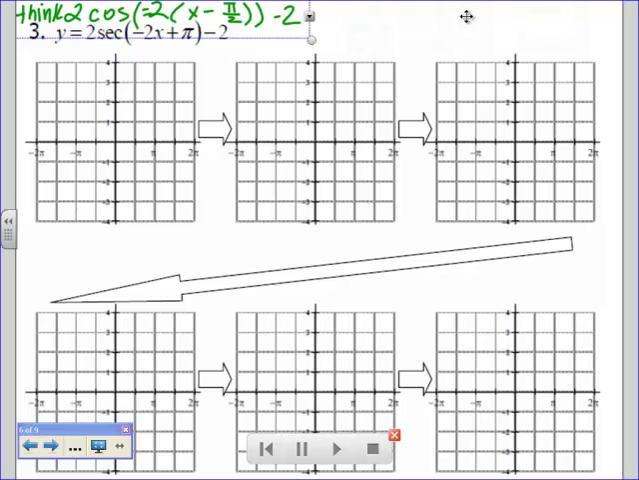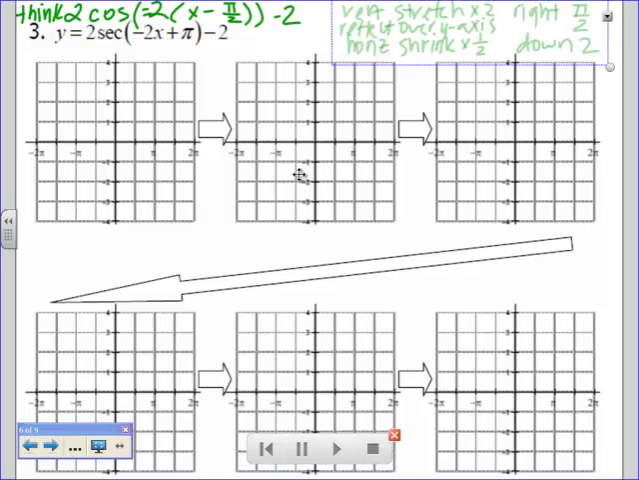The 2 out front will cause a vertical stretch times 2. The negative inside the parentheses is going to cause a reflection over the y-axis. The 2 as a b value is going to cause a horizontal shrink times 1/2 because we take the reciprocal of b for our stretch or shrink factor.